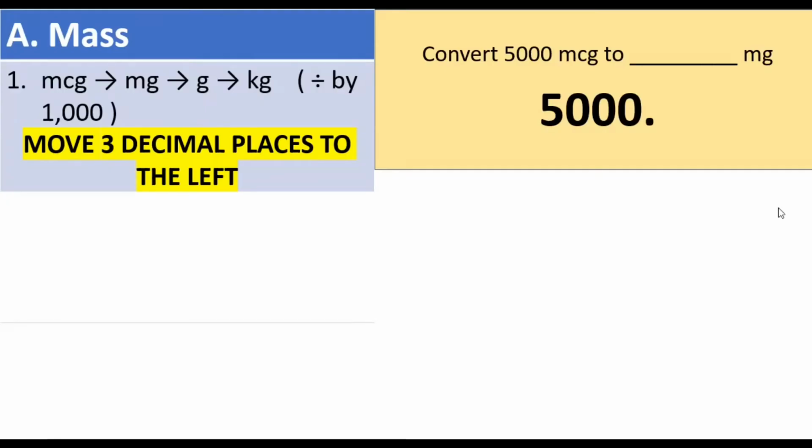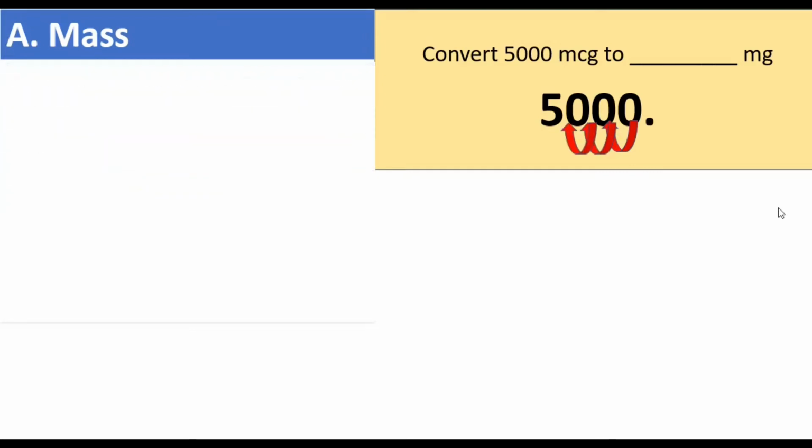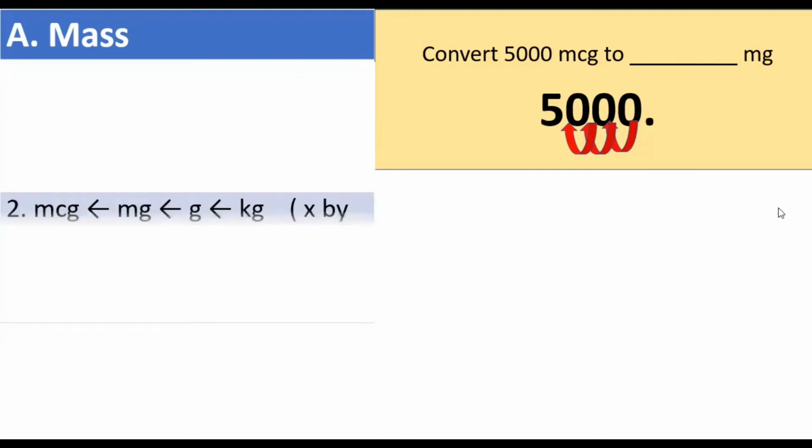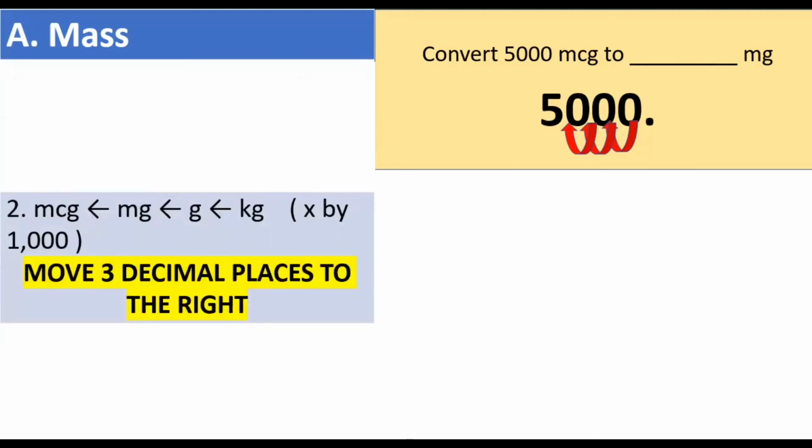Convert 5,000 micrograms to milligrams. So we are going to move 3 decimal places to the left. From the original location of the decimal place, we need to move it to the left 3 decimal places. 1, 2, 3. So the answer is 5 milligrams. That is pretty much easier. How about the next example?